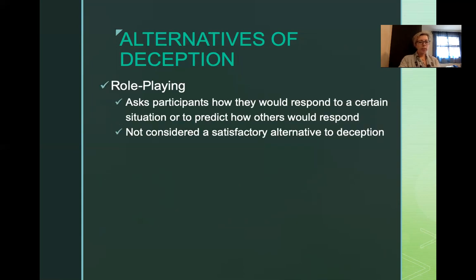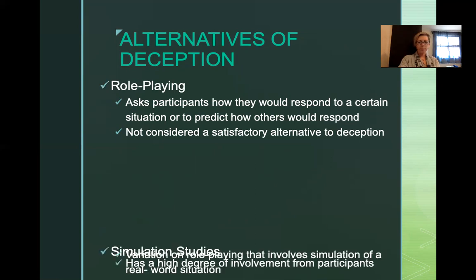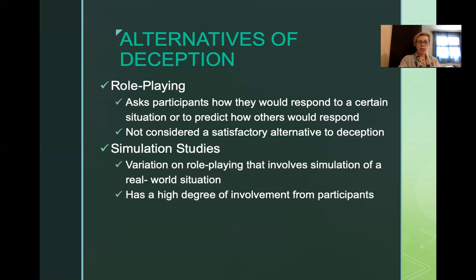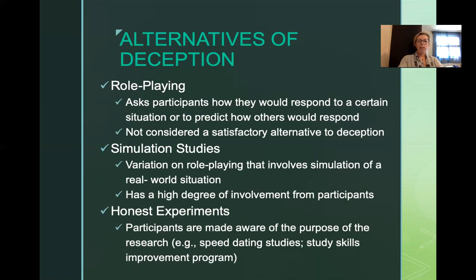So some ways that we get around deception: we can do role playing. You can do simulation studies. So this is real world situations that involve role playing. And then honest experiments, which is where the research participants know what's going on, and they participate in a put together scenario or a situation based on knowing what is happening and what researchers are interested in.